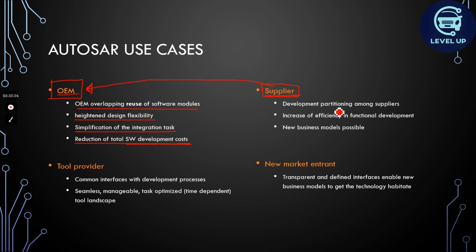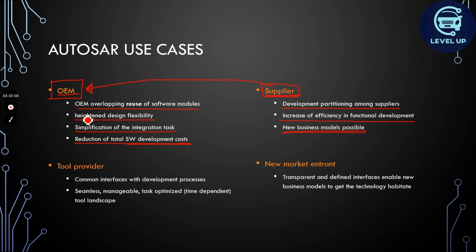So supplier: development partitioning among suppliers. Different stacks are taken by different suppliers and they deliver them. Increase of efficiency in functional development. Whatever functionalities they implement, their efficiency has increased because the work has been divided into different stacks and modules. Then new business models possible. By this division of different layers and stacks, a new business model has been established for the suppliers.